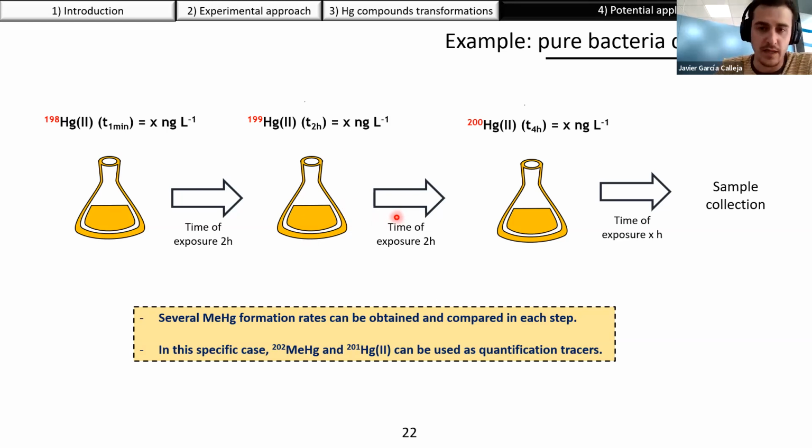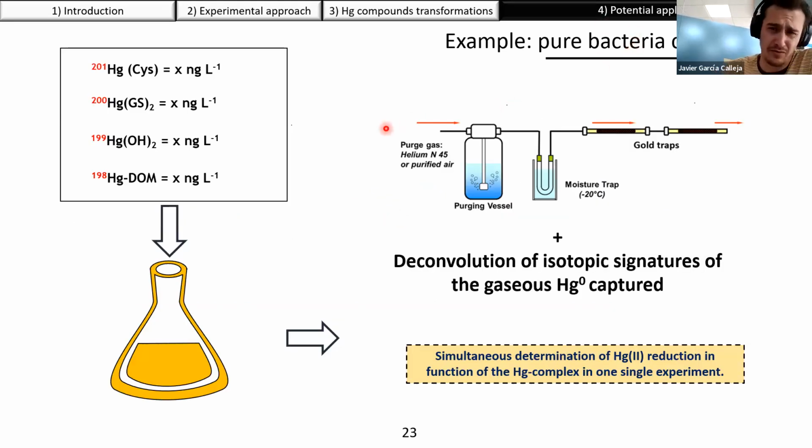We don't know. Another example is if we want to know if your bacteria will reduce mercury, you can create a solution with your different isotopes complexed with several ligands like cysteine, glutathione, or a disulfide marker. Once we add it, we can capture the gaseous mercury as we did during my PhD. You can deconvolute the isotopic signature, and you can obtain the simultaneous determination of inorganic mercury reduction in function of the mercury complex, just in one single experiment. You don't need to carry out different cell cultures.